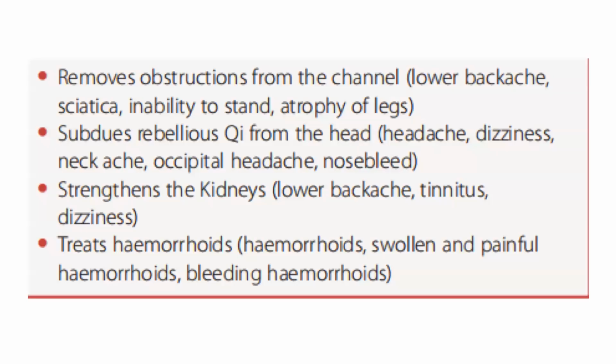To summarize, bladder 58 removes obstruction from the channel, which will manifest with lower backache, sciatica, inability to stand, and atrophy of legs. It also subdues rebellious chi from the head, which has symptoms such as headache, dizziness, neck ache, occipital headache, and nosebleed. It also strengthens the kidneys for cases of lower backache, tinnitus, and dizziness. It also treats hemorrhoids, including swelling, painful hemorrhoids, and bleeding hemorrhoids.